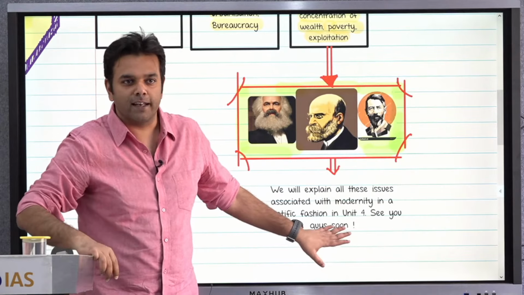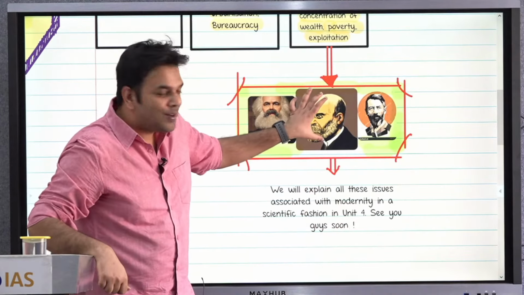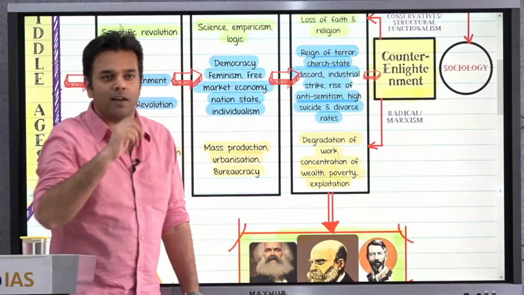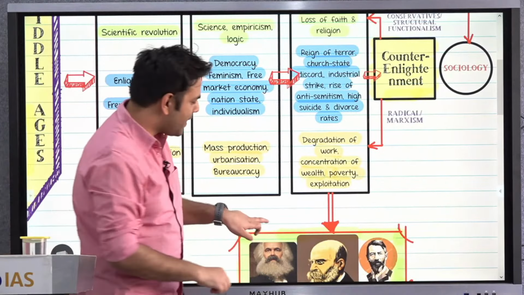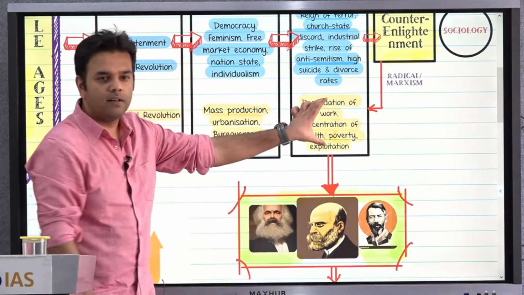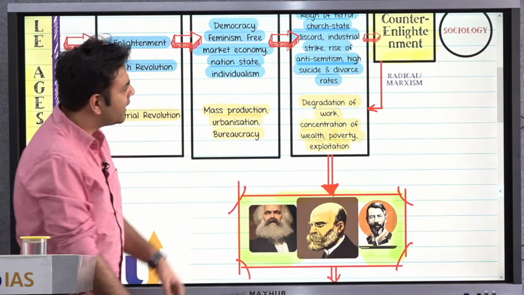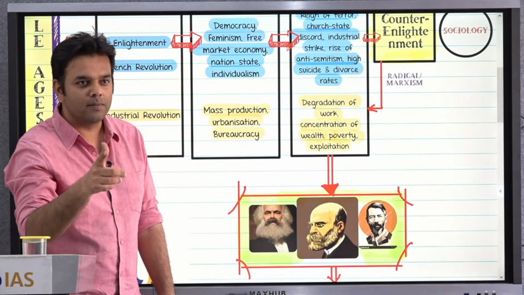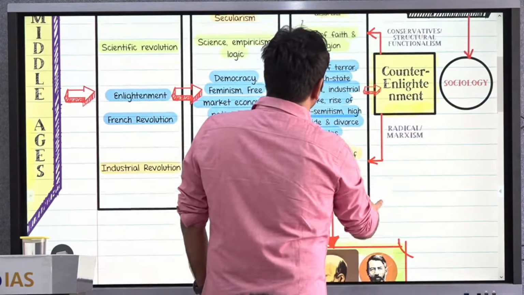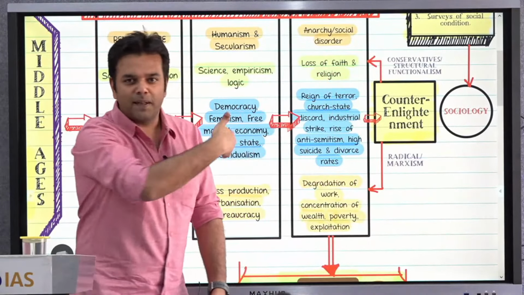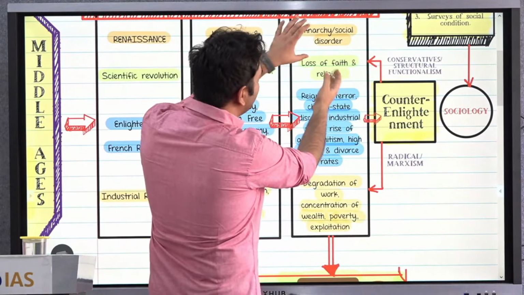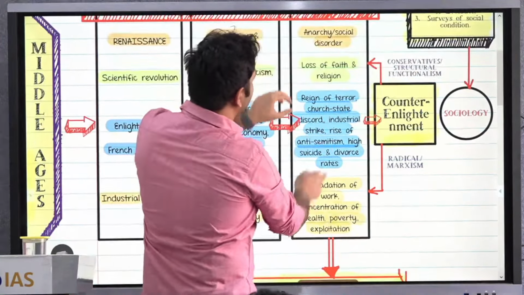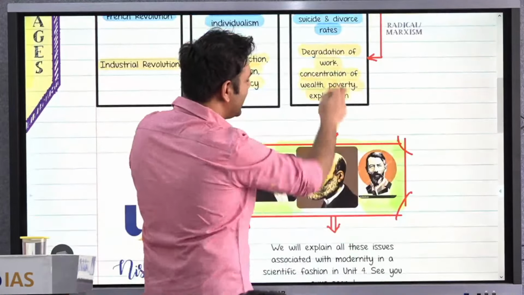See you guys soon, ऐसे करके लिखा है इसमें, ठीक है. तो ये जो डरखाइम है, he will explain suicide in scientific fashion. Okay, Marx will explain these things in a scientific fashion. Okay, Durkheim will also explain divorce rates in a scientific fashion. Okay, and all those things will be explained by these people. Anarchy, social disorder would be explained by Durkheim. Okay, loss of faith and religion would be explained by Max Weber.